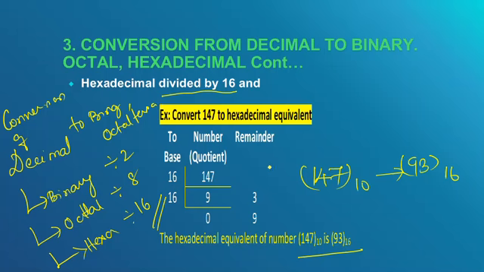Next we will try to convert fractions. Now we have used only the integer part. So let us see how fractions can be converted into binary, octal, and hexadecimal.